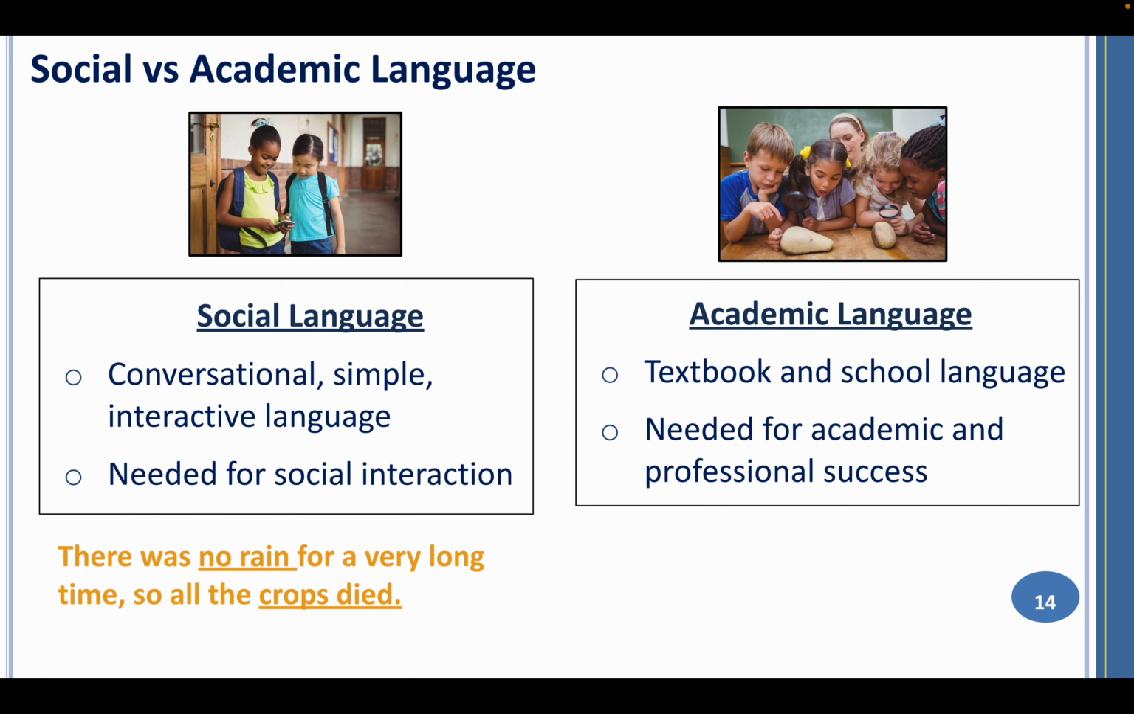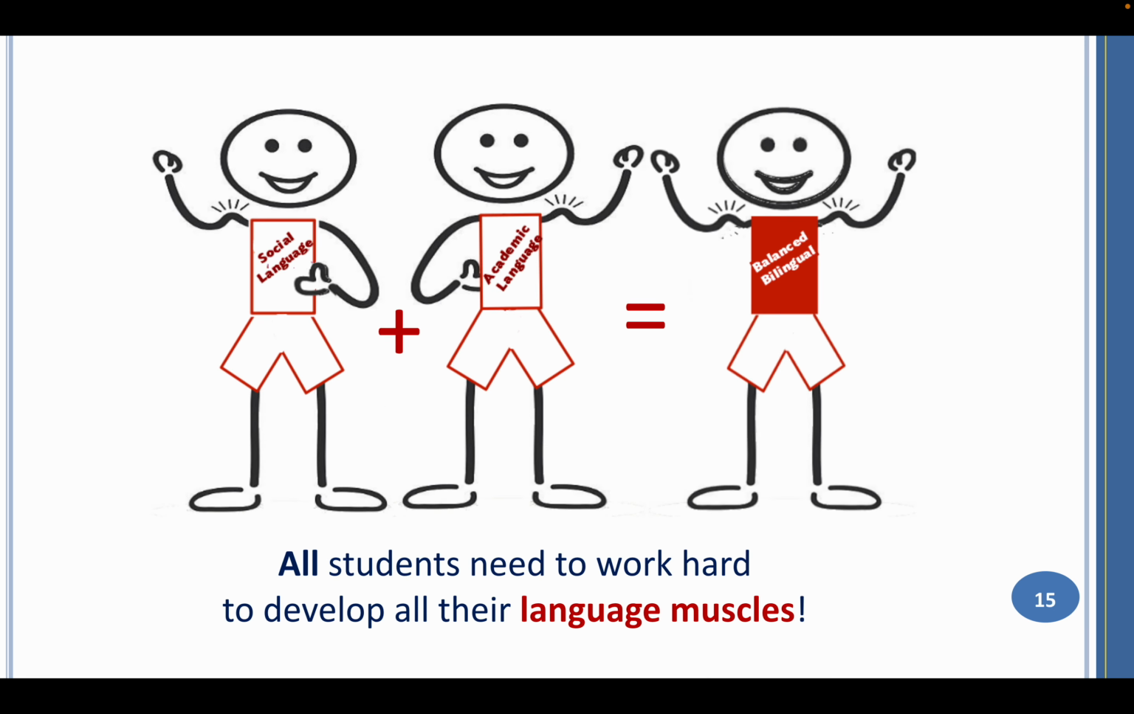Here's an example of social language. There was no rain for a very long time, so all the crops died. And an example of academic language: the extended drought caused the crops to fail. Both are very important, as you can see in this image. In an immersion program, families and schools need to work together to develop these language skills.